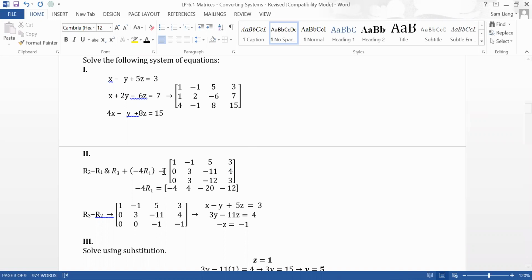of a matrix. So R3 plus negative 4R1 is 4 plus negative 4, which is 0, which we have here. Then negative 1 plus 4, which is 3, which we have here. Then 8 plus negative 20 is negative 12. Then 15 plus negative 12 is 3.